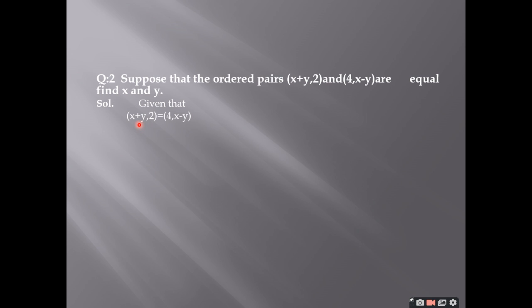Given that (x plus y, 2) is equal to (4, x minus y), first we have to write that in equation form. Which means that x plus y is equal to 4 and 2 is equal to x minus y. So we write these ordered pairs in equation form like this. This is equation 1, x plus y is equal to 4, and this is equation 2, x minus y is equal to 2.